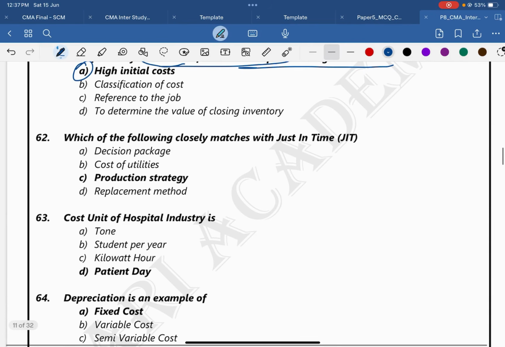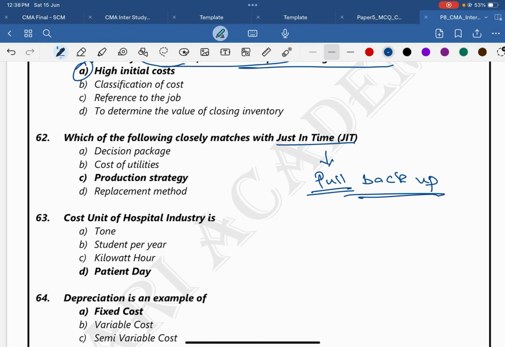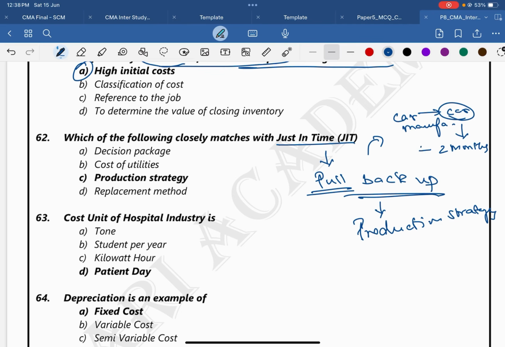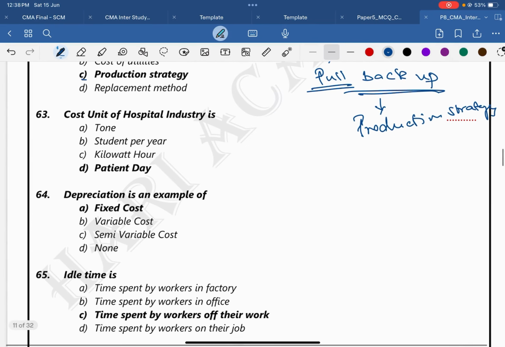62. Which of the following is closely matched with just-in-time? Just-in-time is also known as the pullback approach. This pullback approach is used as a production strategy after the order only. If you are going to buy a car, they will say you need to wait 2 months. Let's say you're going to buy a Hyundai car. Once you place the order, only then will they go for production. That is the pullback approach, just-in-time. The answer is production strategy.